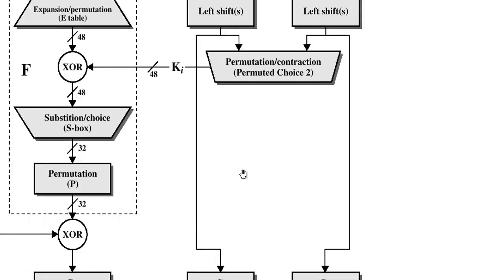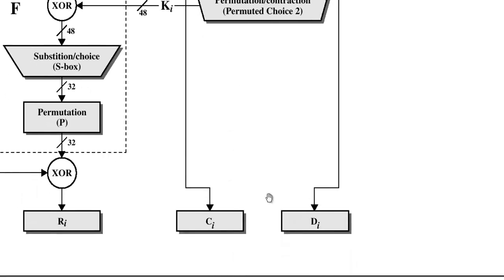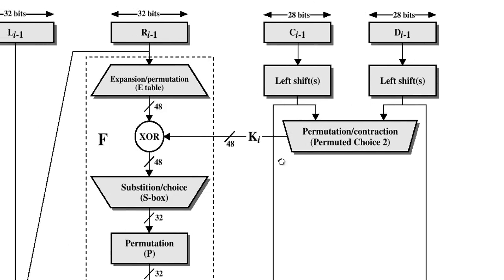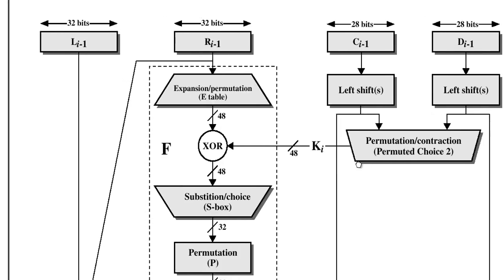This happens for each and every round, the same process is repeated. So that's all about key generation. Now we come to our encryption process.